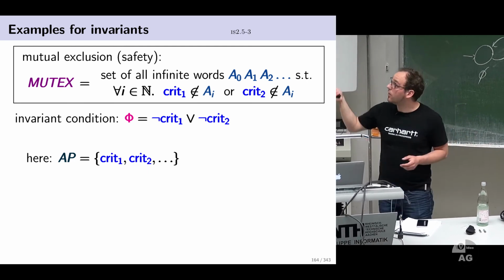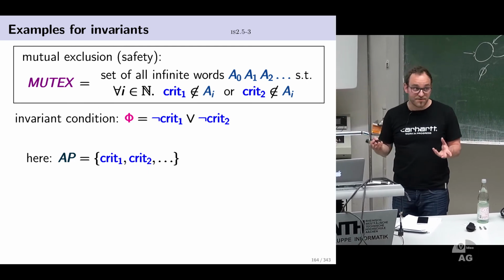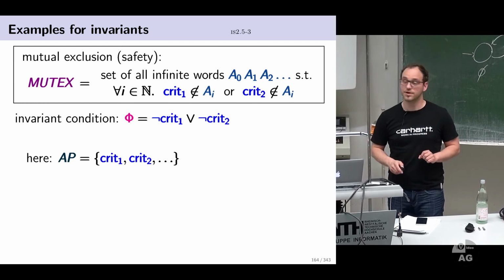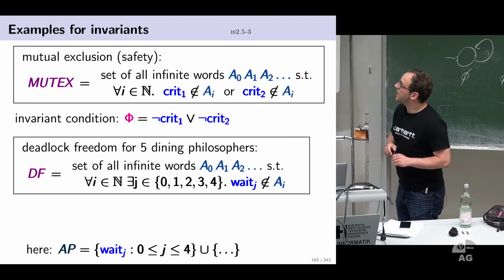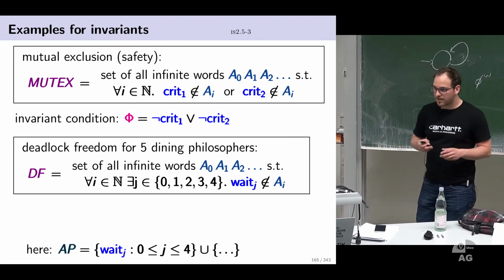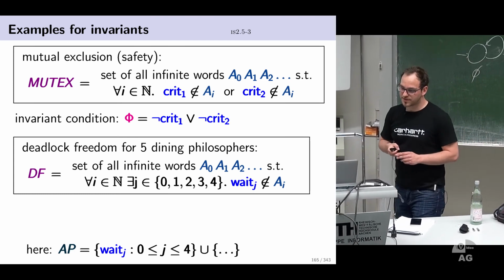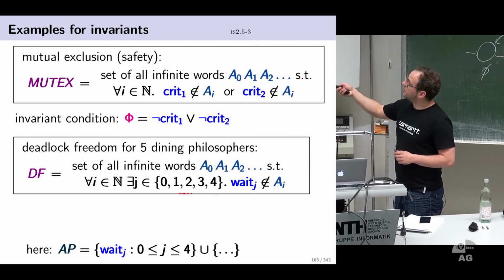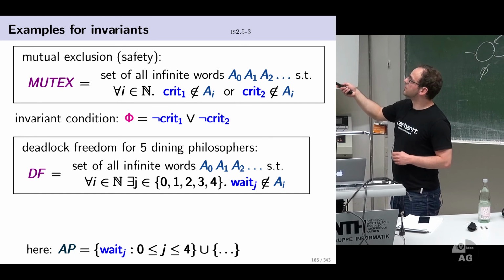And this is why we call the mutex property an invariant, right? Because we could characterize it just via a propositional logic formula. And there are other things that are invariants as well, for example, deadlock freedom for 5 dining philosophers. The LT property definition would look like this.